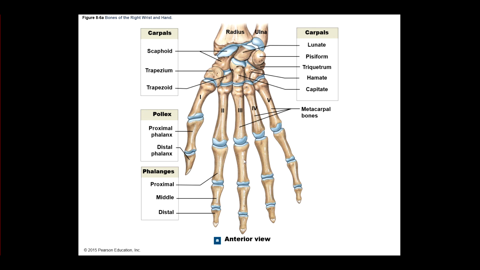Okay, so that takes care of our forearm bones, the radius, the ulna, and then our carpal bones, 8 carpal bones, and the metacarpals, and then the finger bones, which would be the phalanges.